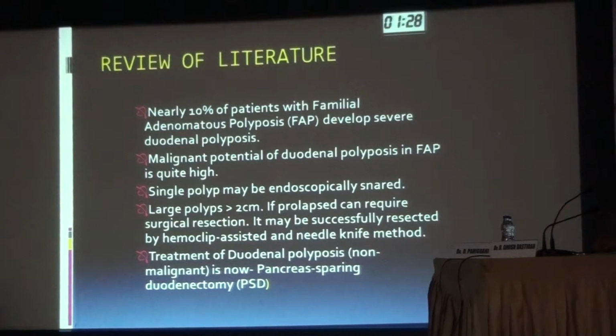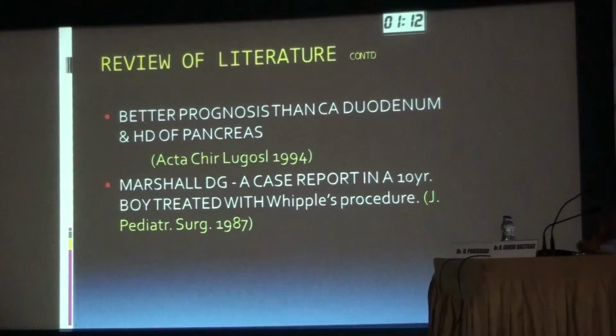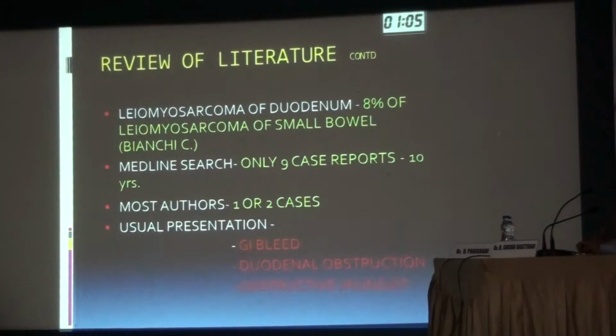Nearly 10% of patients with familial adenomatous polyposis develop severe duodenal polyposis, and the malignant potential of duodenal polyposis in FAP is quite high. Treatment of duodenal polyposis is now pancreas-sparing duodenectomy. So, it has a better prognosis than carcinoma of duodenum and head of pancreas. Leiomyosarcoma of duodenum is 80% of the leiomyosarcoma of the small bowel. There are only 9 case reports in the last 10 years.